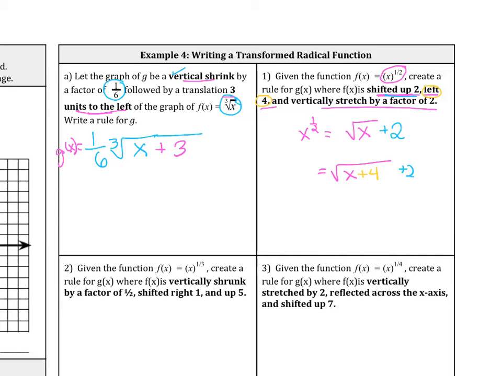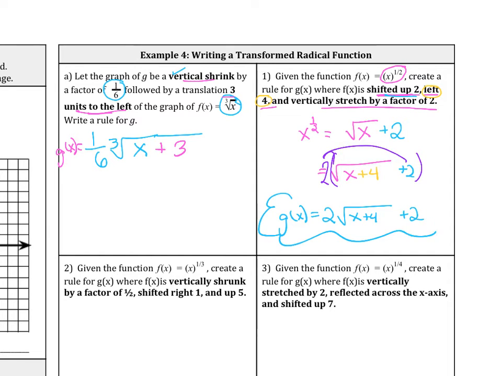Now it says vertically stretch by a factor of 2. So that means we have to multiply 2 to the entire function. So it's kind of like our absolute value. You only distribute it to the front. Here, don't put it inside of the radical, and then to the back. So this final function is going to be g of x equals 2 square root of x plus 4, and then plus 2.